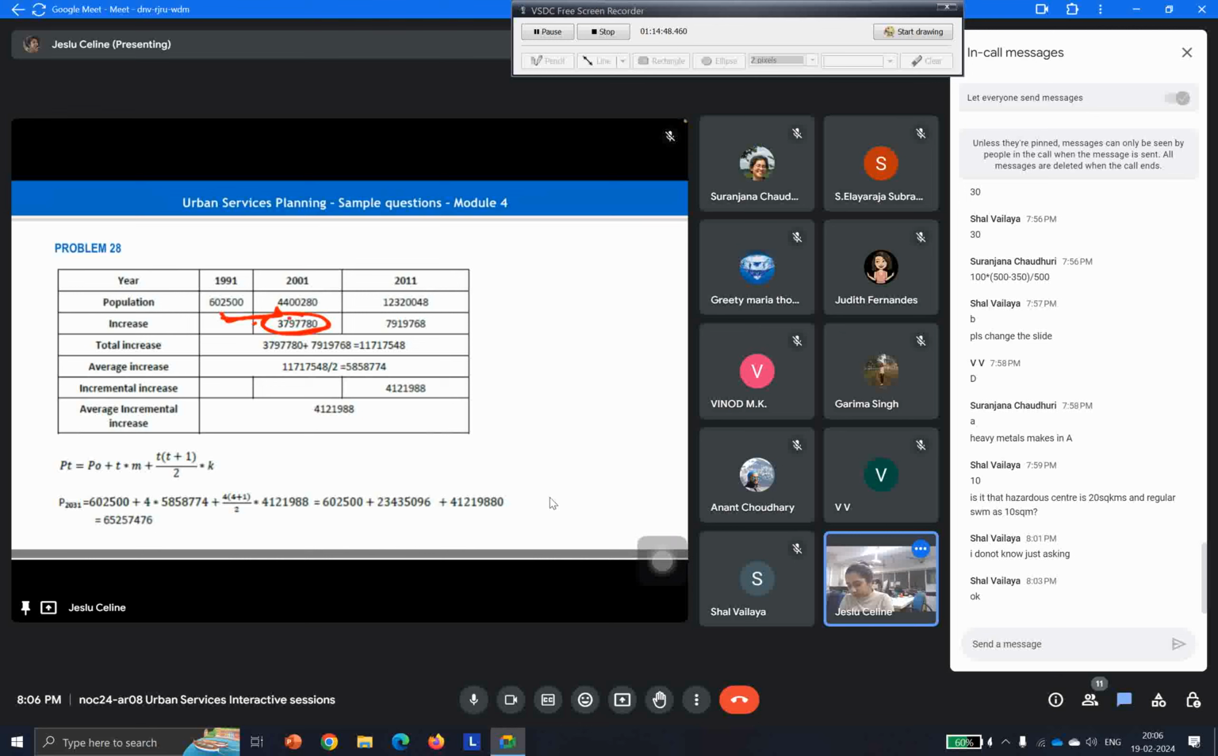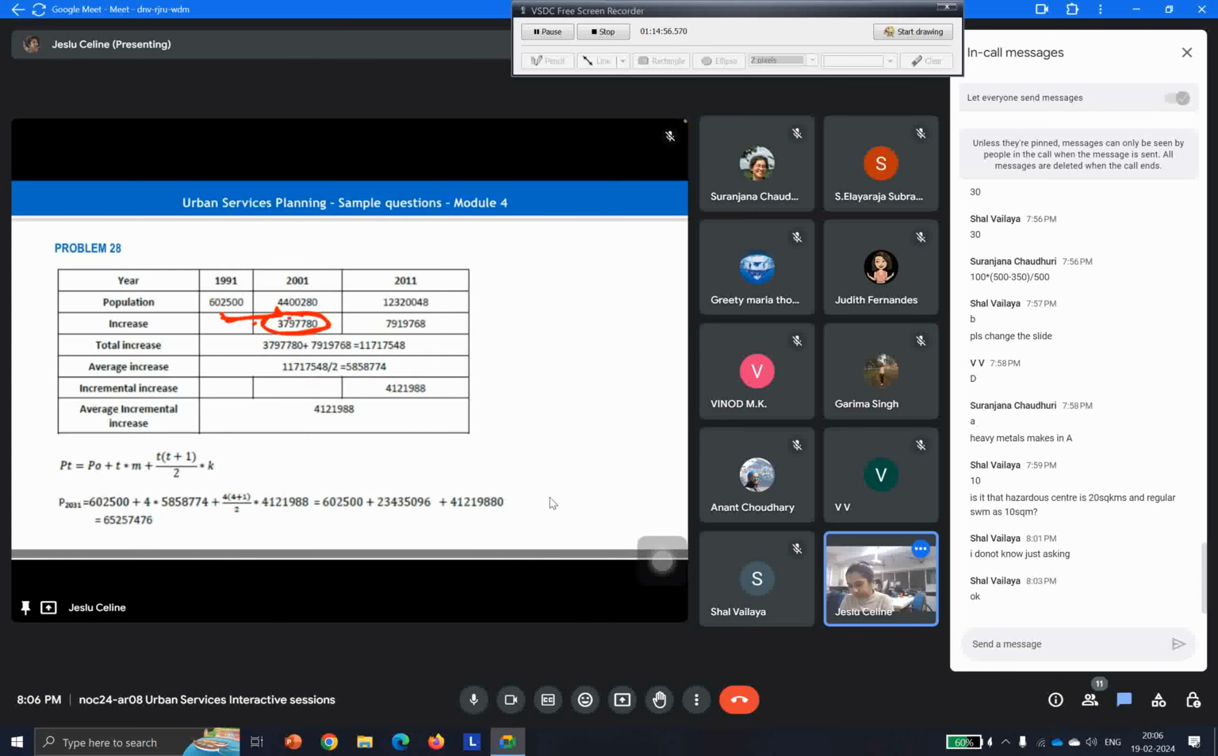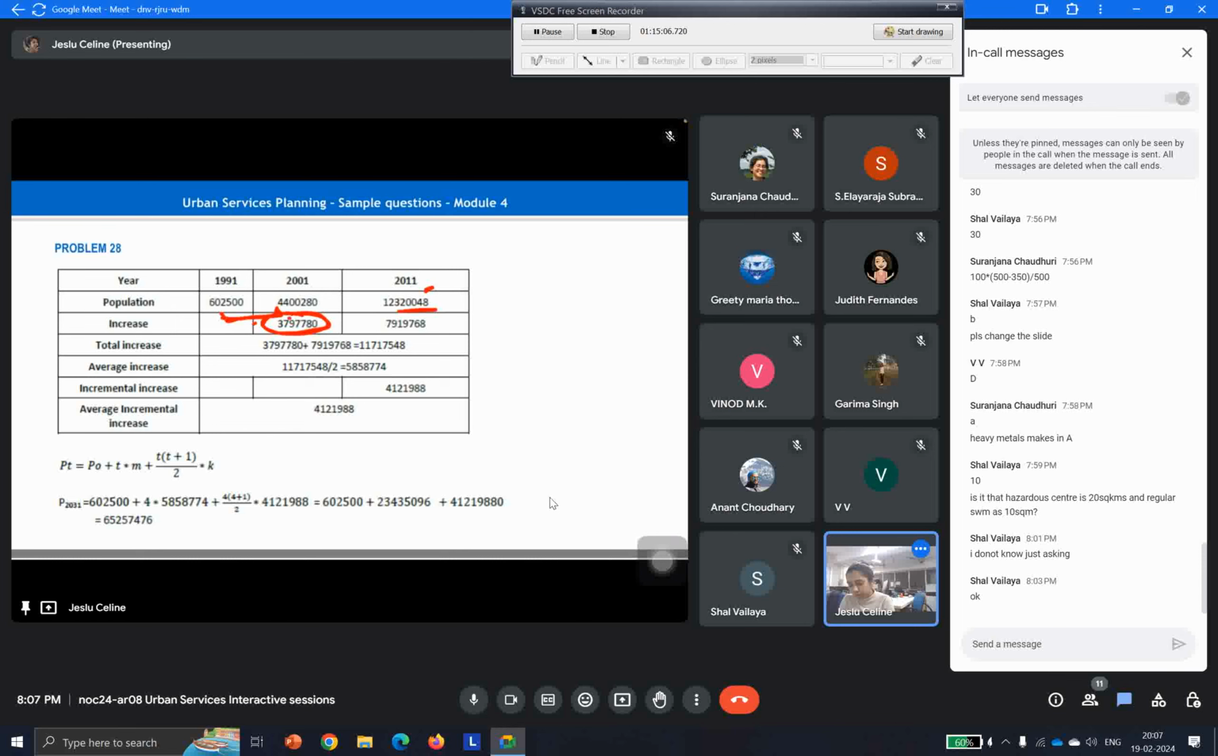So this is the total increase which has been there from 1991 to 2001. That value we are getting over here, and then the next value which is given is 2011. So the change which has happened from 2001 to 2011 we have calculated, and we have taken the total and then we have taken the average increase.